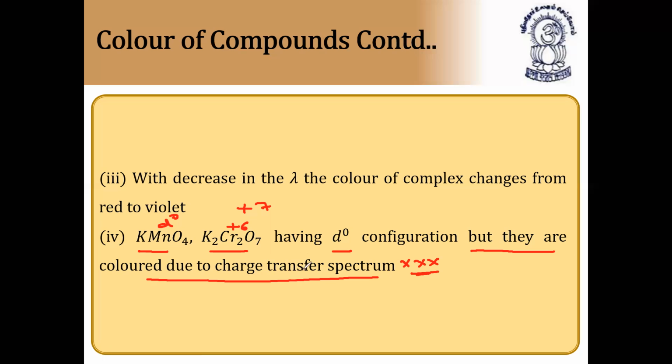Charge transfer spectrum, very, very important. This reason they will ask in the examination. Even though there are no unpaired electrons in potassium permanganate and potassium dichromate for chromium and manganese, still they are exhibiting colors because of charge transfer spectrum. This point is very important. Please note down in your classworks and remember this. Definitely they are going to ask in the examination. So please remember this point.